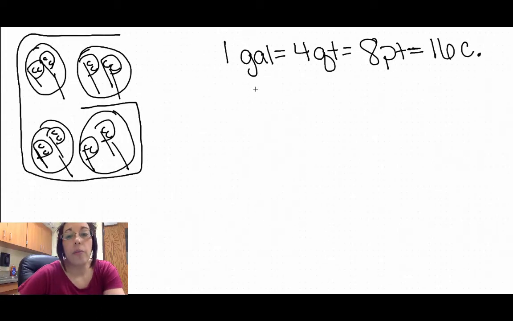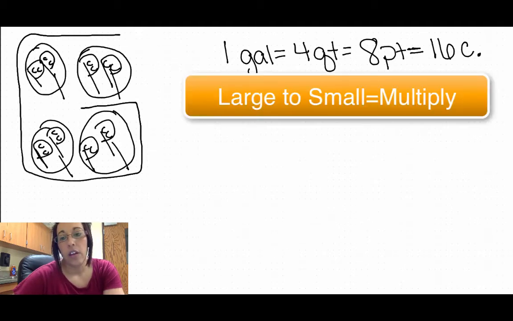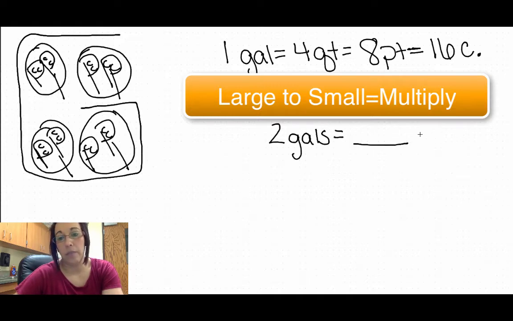Okay, so when I go from larger units, like gallons, and I'm converting to smaller units like pints, I'm going to multiply. I multiply because my number should get larger. If I have 2 gallons and I want to know how many pints that would be, I take my 2 gallons and multiply by the number of pints in 1 gallon, which is 4.